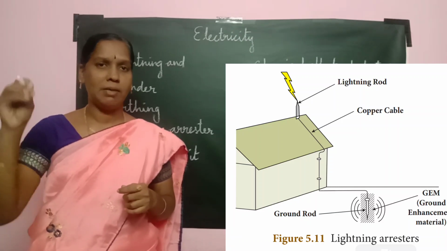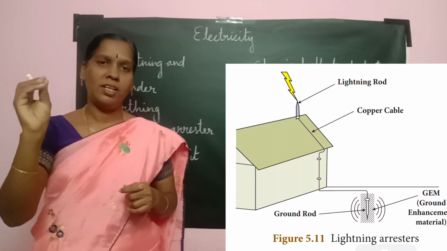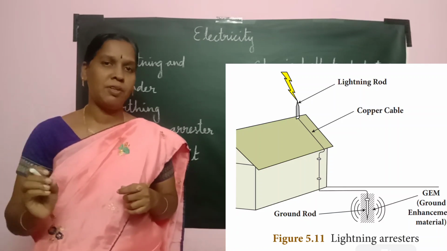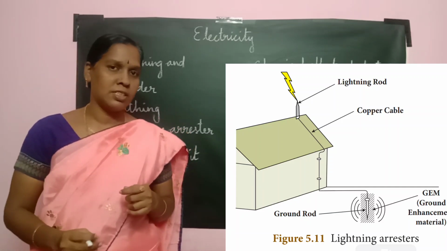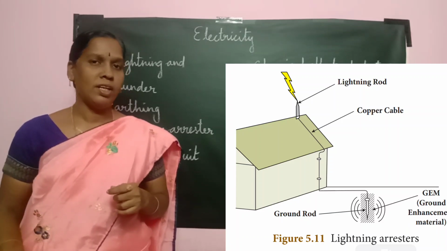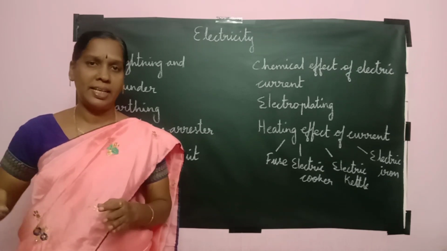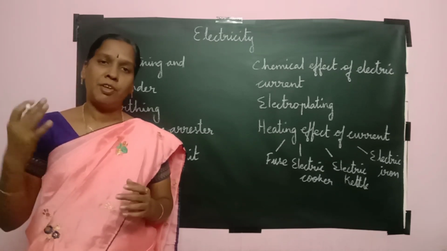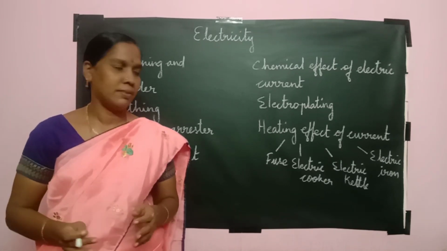So when lightning comes and falls on the metallic rod, that wire is insulated. The wire is kept from the top to the bottom during construction itself, and the other end of the wire is grounded deep inside the earth with a copper plate. This is said to be the lightning arrestor rod. If it is absent, when lightning occurs, it will damage the building.